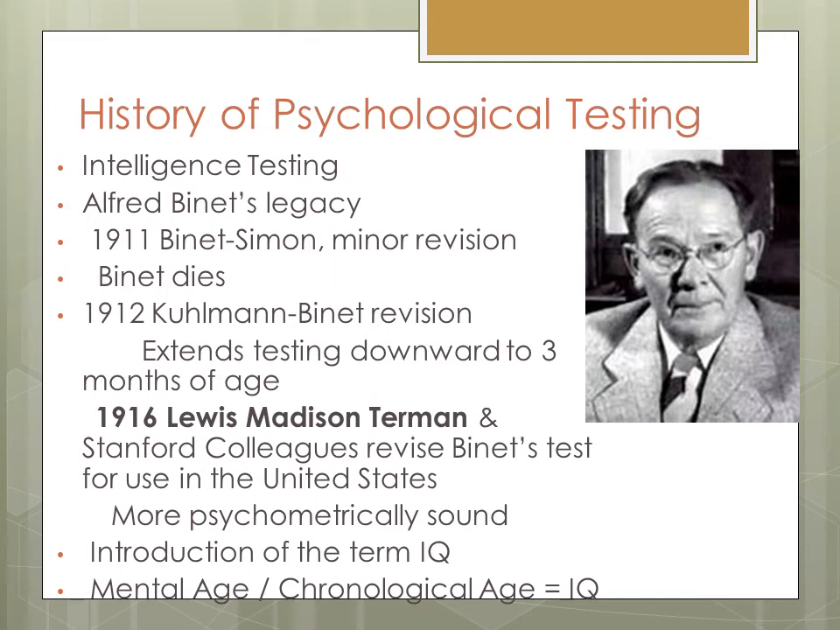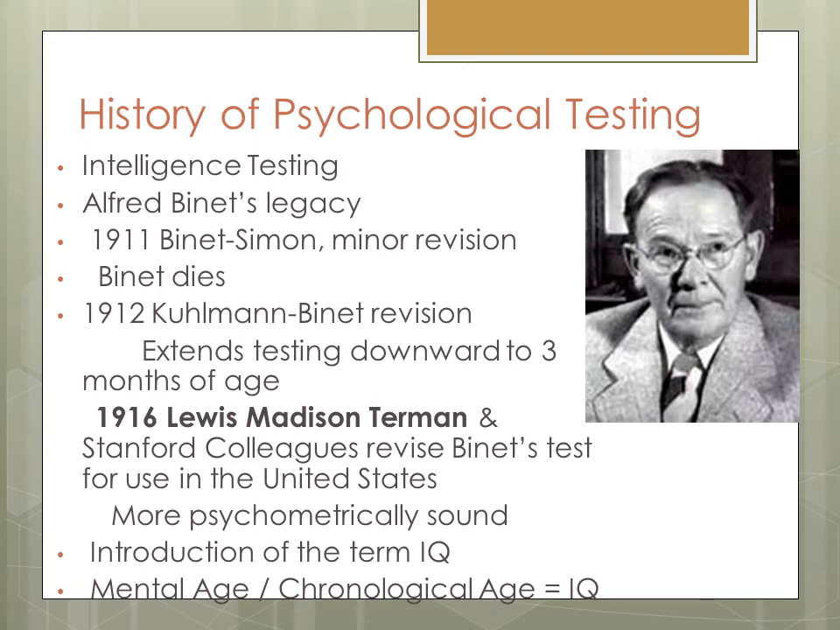So imagine that. From the initial, that's 3 to 11 years old, he expanded until 3 months. So just to check on the intelligence of the individual. So in 1916, Louis Madison Terman and Stanford colleagues revised Binet's test for use in the United States, more psychometrically sound. So in here, they were able to introduce the term IQ, or intelligent quotient.